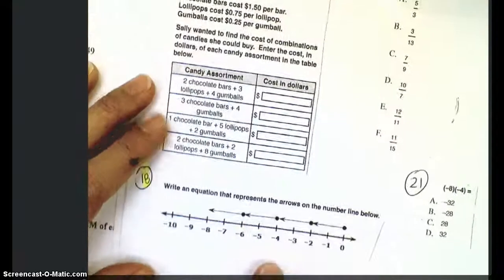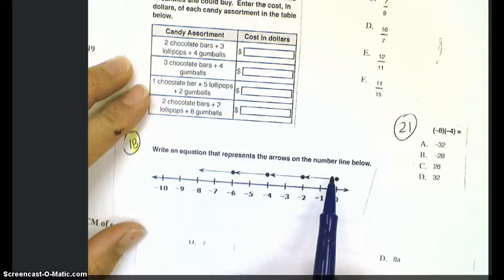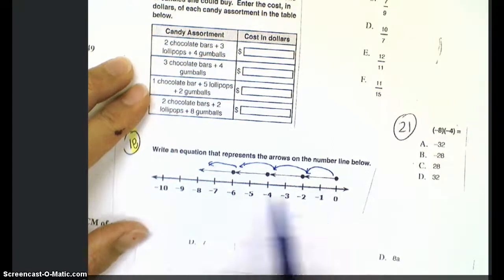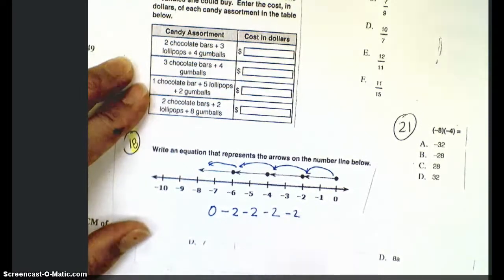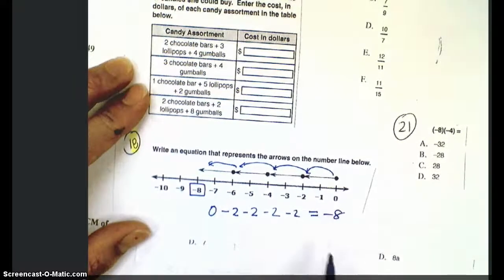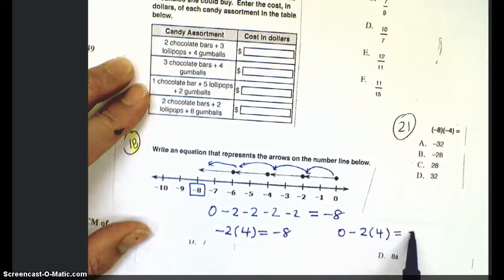Number 18, we're looking at an equation to represent what these arrows mean on our number line. As I can see, I'm progressing down to the negative numbers, starting from 0. So I'm starting at 0. I'm subtracting two at a time, minus 2, minus 2, minus 2, minus 2. I could represent it as that, giving me the result of negative 8. I could represent it as negative 2, decreasing 4 times, which also results in negative 8. I could also write it as 0 minus 2 times 4, which results in negative 8 as well.